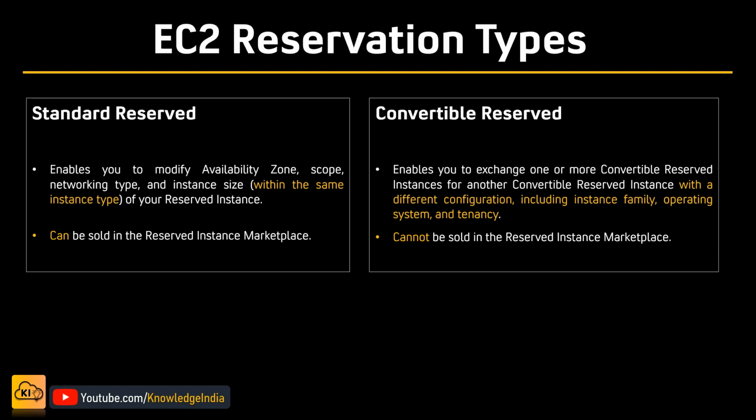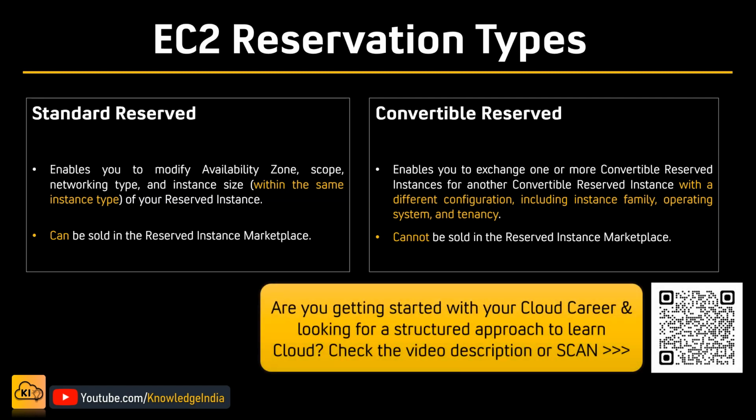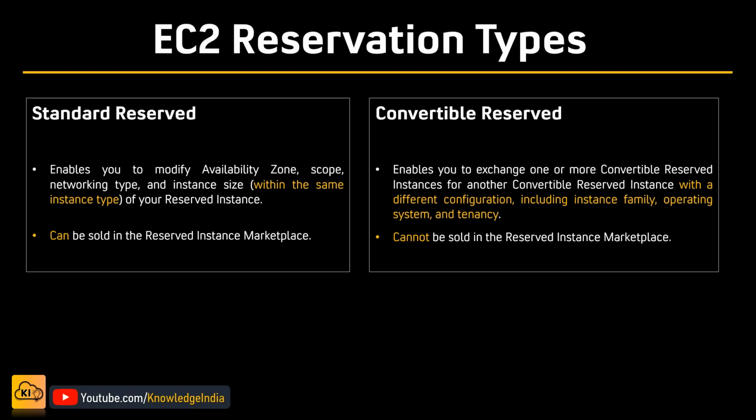Also, one more thing is that a convertible one cannot be sold in the reserved instance marketplace. For example, if you have reserved a convertible for 3 years, and after 1.5 years you don't want to use it anymore, you cannot sell it in the reserved instance marketplace. But the standard one, you can sell it. If there is some other AWS user who wants to buy the reservation which you have done, they can buy it. So that's the other difference.